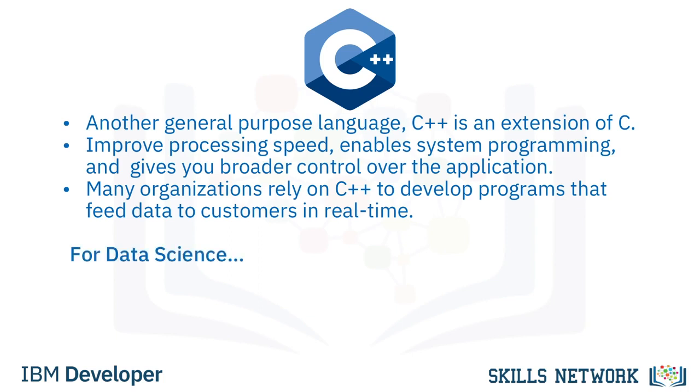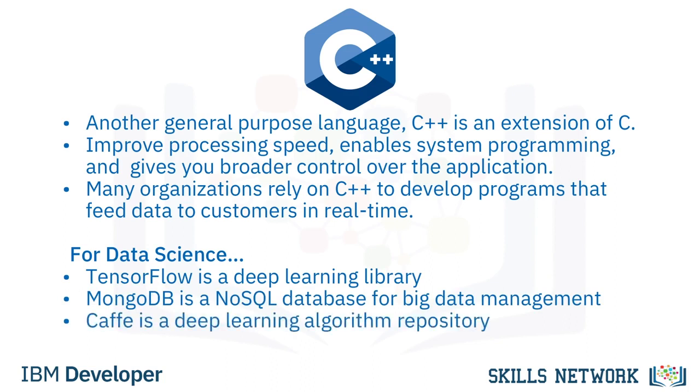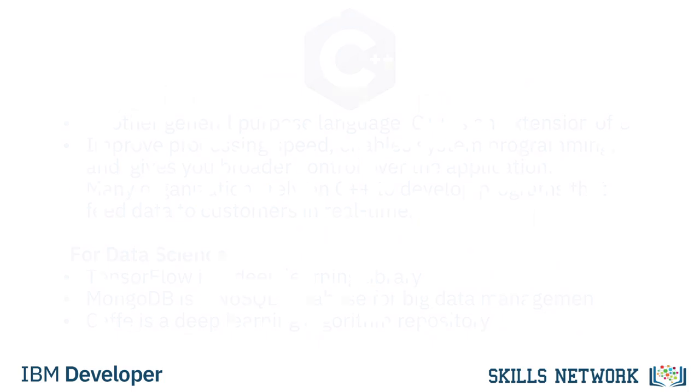For data science, a popular deep learning library for data flow called TensorFlow was built with C++. But while C++ is the foundation of TensorFlow, it runs on a Python interface, so you don't need to know C++ to use it. MongoDB, a NoSQL database for big data management, was built with C++. Caffe is a deep learning algorithm repository built with C++ with Python and MATLAB bindings.